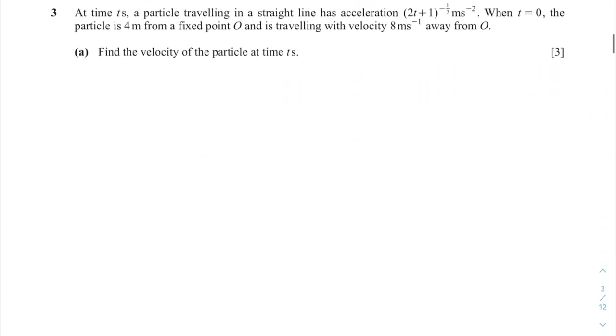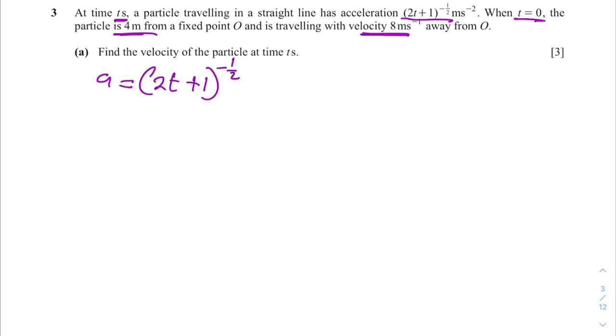Okay, cool. Let's move on to the next question, which says that at time t seconds, a particle is traveling in a straight line with this acceleration. So we know that a is equal to (2t plus 1) to the power negative half. Now, when t is 0, the particle is 4 meters from the fixed point. So when t is 0, the distance is 4 meters. And when t is also 0, the particle is traveling with a velocity of 8 meters per second away from 0.